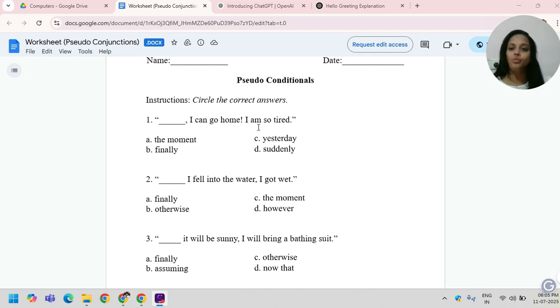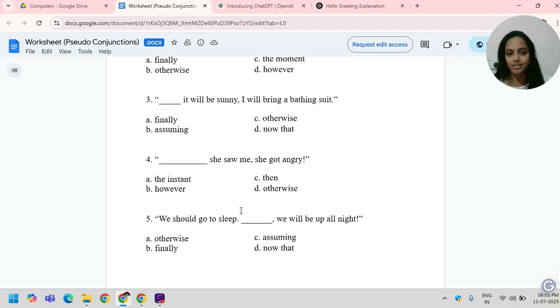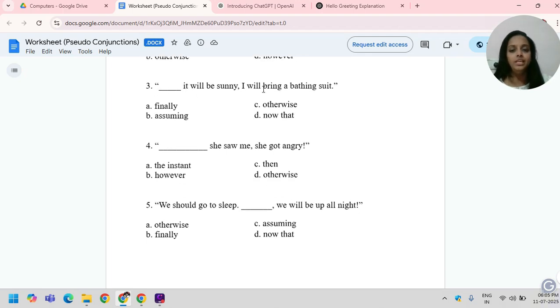You can pause the video, read the question by yourself, and try to find out the right pseudo conjunction which fits inside the blank. Okay? Anyway, I'll also read it for you. Dash, I can go home. I'm so tired. Dash, I fell into the water. I got wet. So you can just go through these four options and try to find out which one is correct. Dash, it will be sunny. I will bring a bathing suit. Dash, she saw me. She got angry. We should go to sleep.